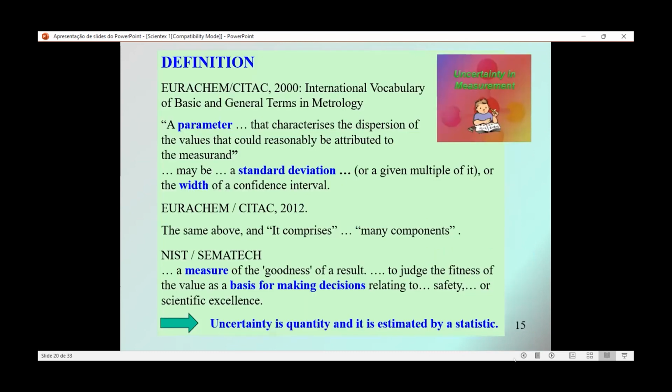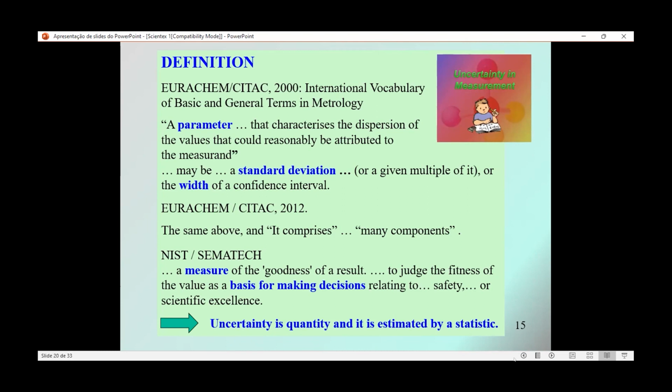Firstly, let's think about the definition of uncertainty. Eurachem/CITAC defines it using the international vocabulary of basic and general terms in metrology. The definition is a parameter that characterizes the dispersion of the values that could reasonably be attributed to the measurement. This may be a standard deviation or a given multiple of it, or the width of a confidence interval.